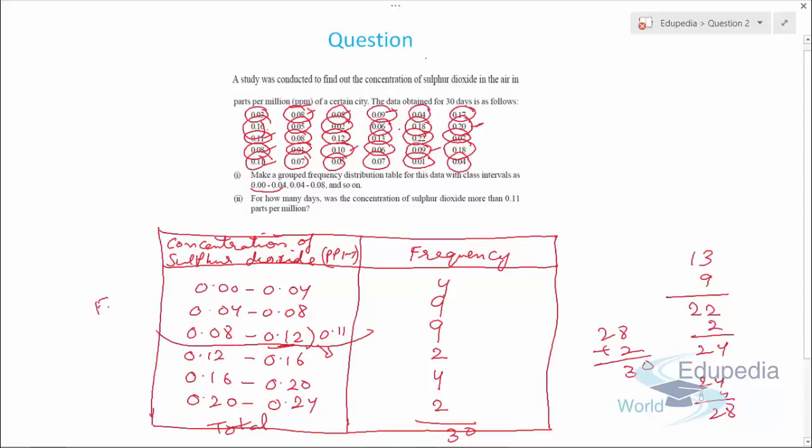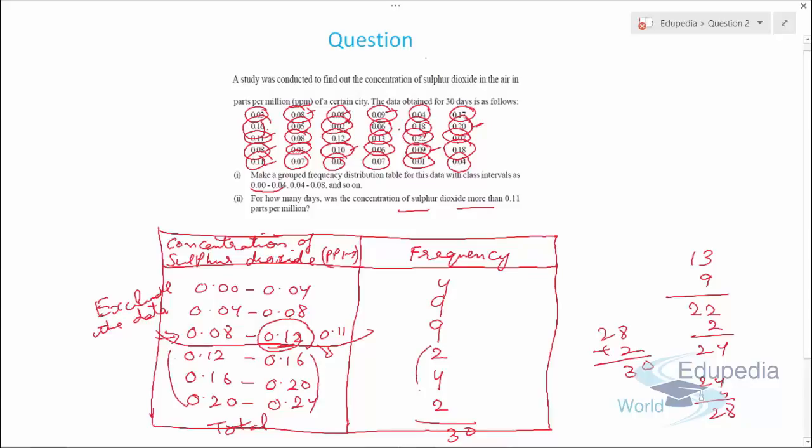So this means we need to exclude the data till over here. Why? Because the upper value we cannot take. So this means till this class only 0.11 type of values or less than 0.11 can be accumulated. So this means we need to find the concentration of sulfur dioxide more than 0.11 parts per million. So this will be the range of data.